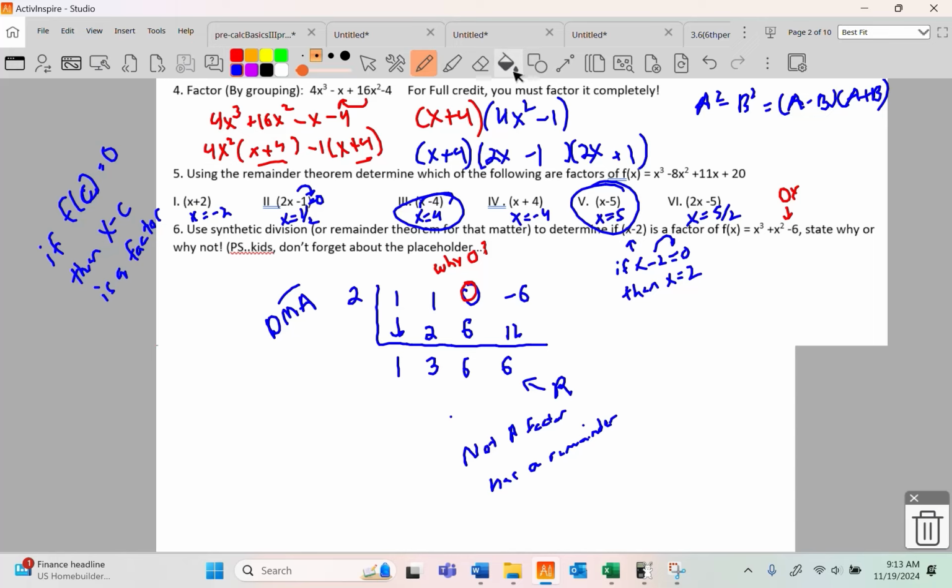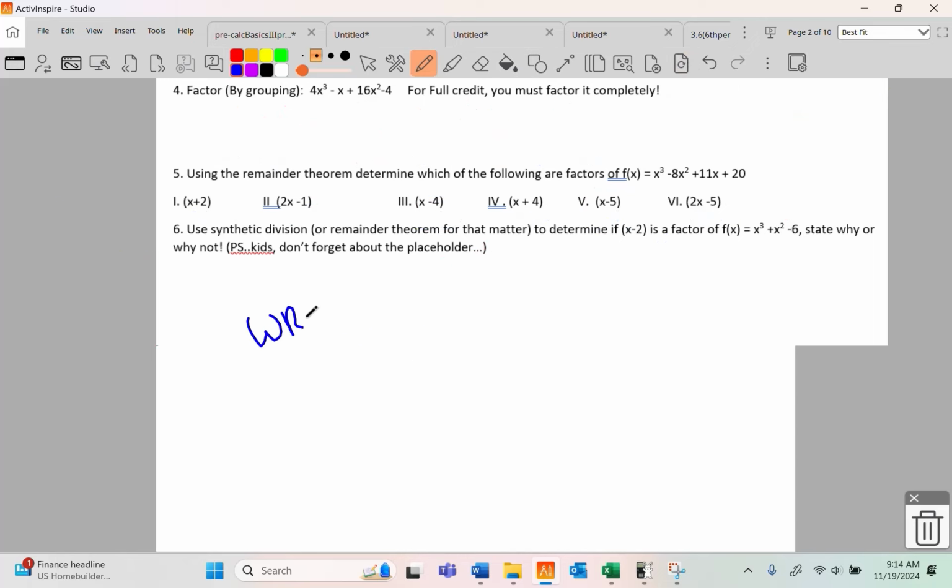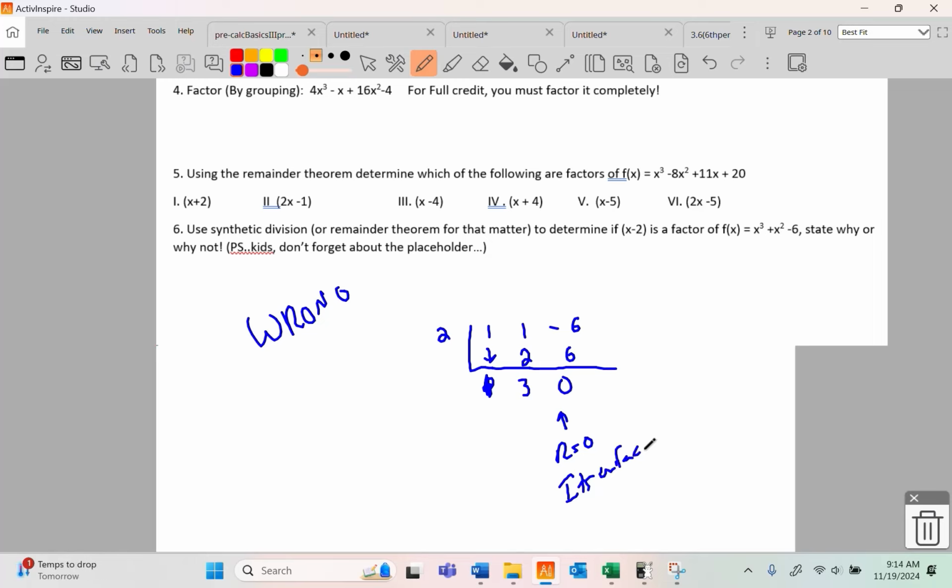Okay, so this one was something I designed in case kids messed up. So here's what happens if you do it wrong. If you do it wrong, you forget about your placeholder. 2 times 1 is 2, 1 plus 2 is 3, 2 times 3 is 6, and 0. And you're like, hey, the remainder is 0. It's a factor. And that is why placeholders are important. Placeholders are extremely important.